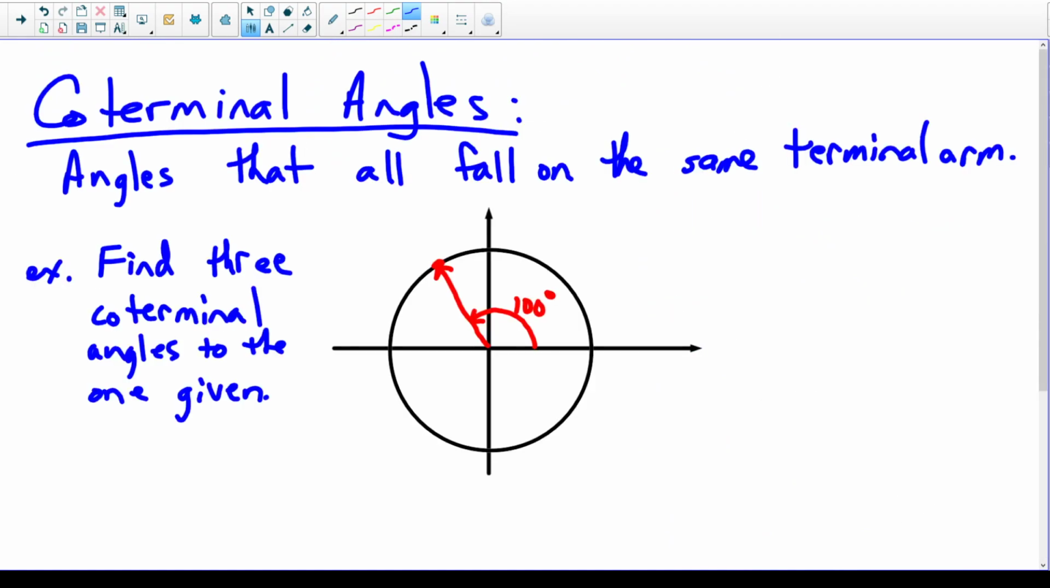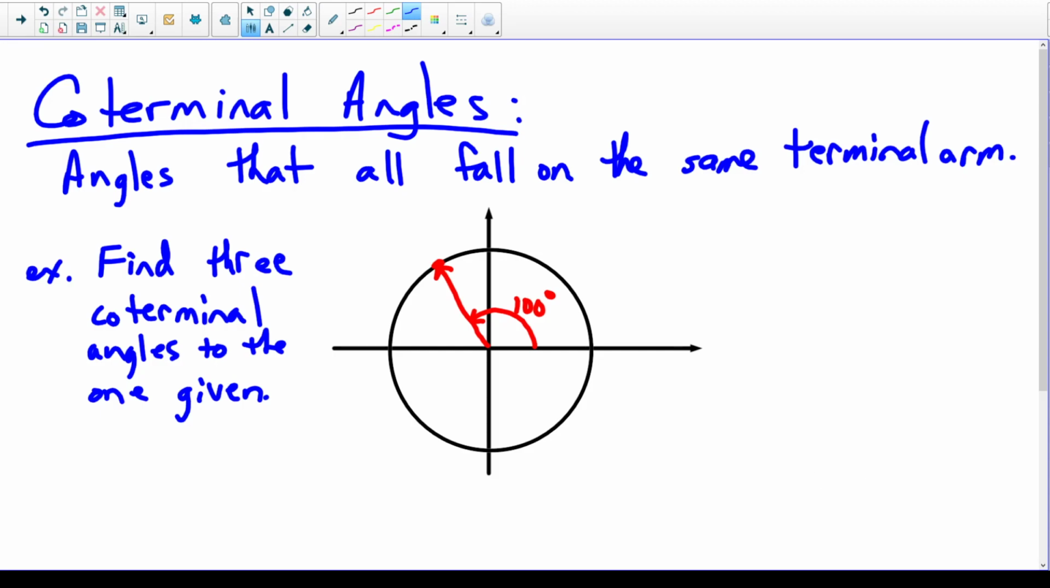So what is a coterminal angle? So now that you know what the word terminal arm means, can you figure out what the word coterminal means? So here's an example. Find 3 coterminal angles to the one given. I'll explain what coterminal means. It says it right there. It's angles that all fall on the same terminal arm.